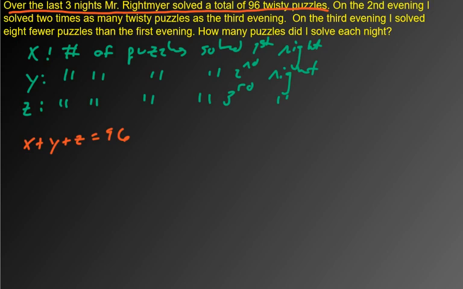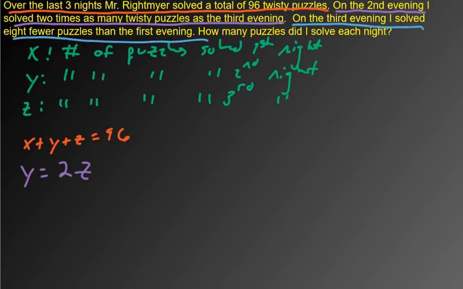And then I have this part here that on the second evening, I solved 2 times as many twisty puzzles as the third evening. So that means that y would equal 2 times the number I solved on the third, which is just z. Then, let's pick a different color. So on the third evening, I solved 8 fewer puzzles than the first. So that would mean that on night z, it is the first night, x, minus 8. That would be 8 fewer than the first night. So that's my equations. And then let's just solve it.